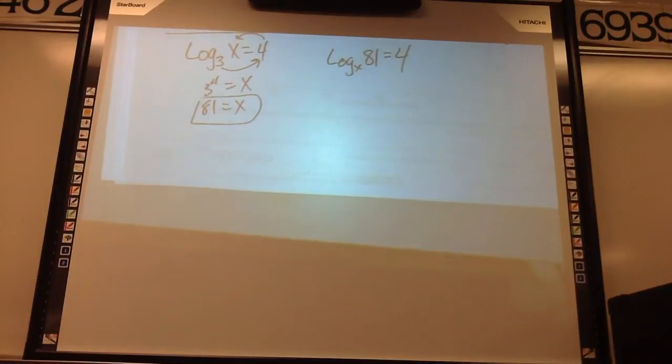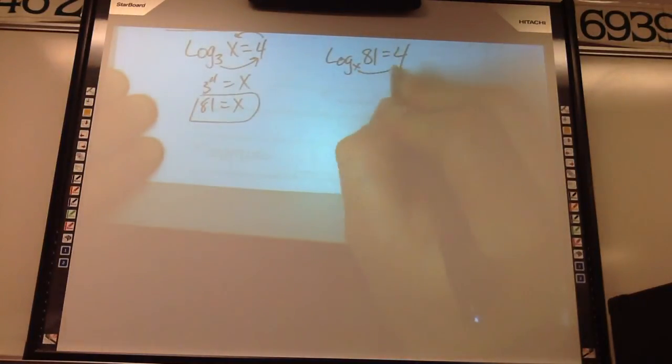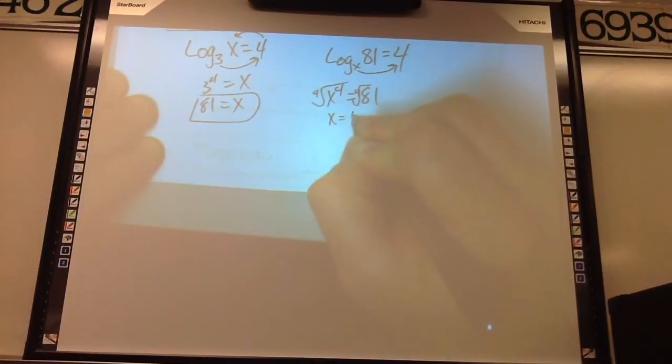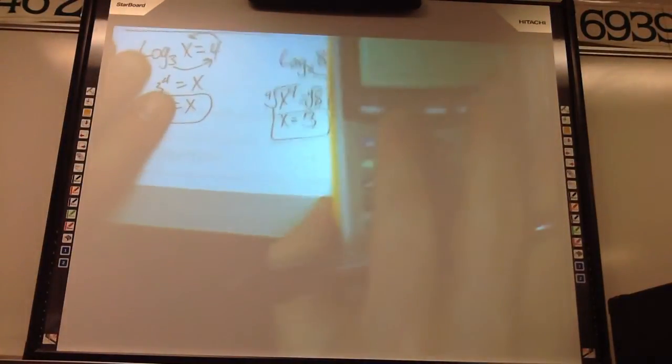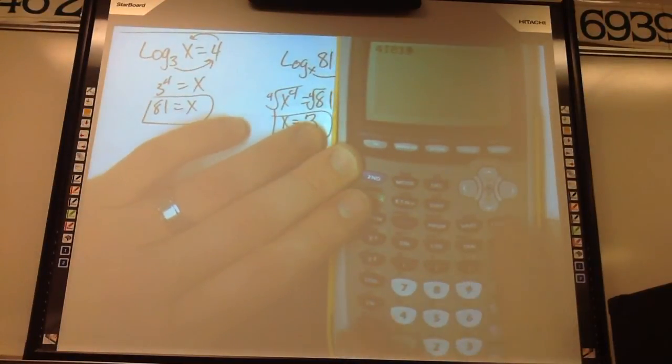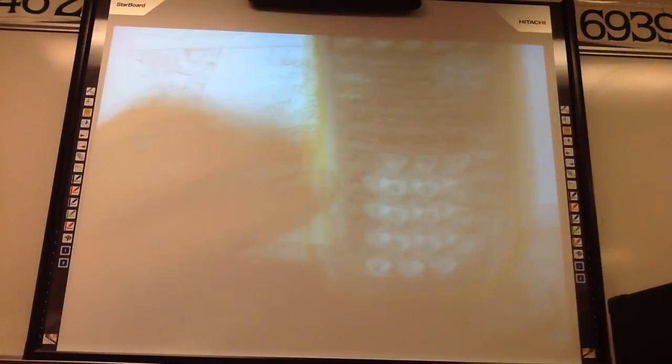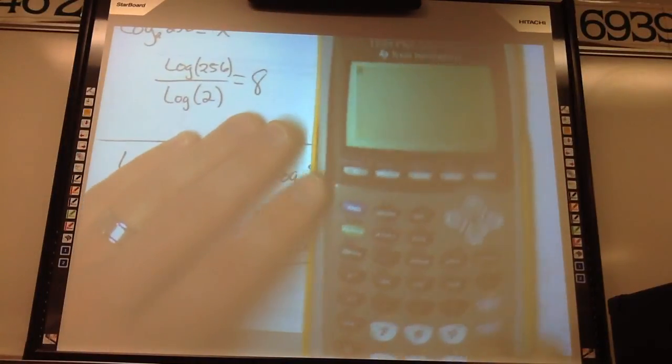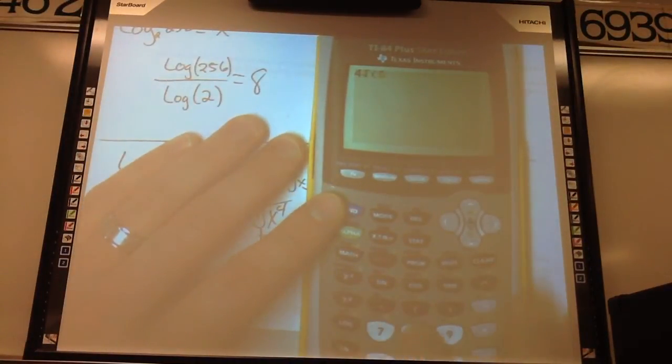But if you were just solving it, you would go x to the 4th equals 81, then 4th root both sides. You know how to do the 4th root on your calculator? It is not this. Do not type 4 root 81.